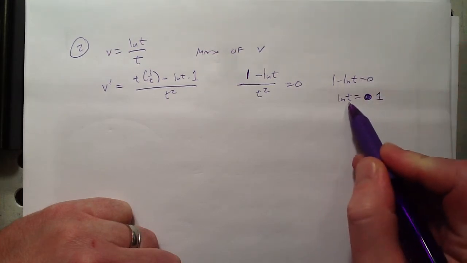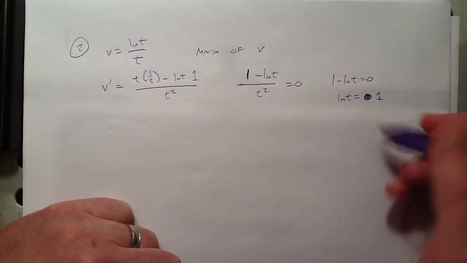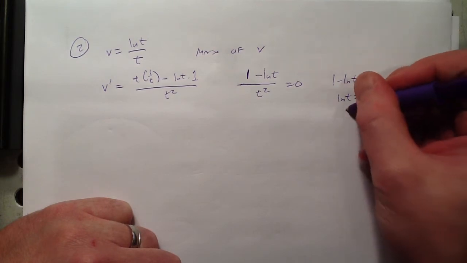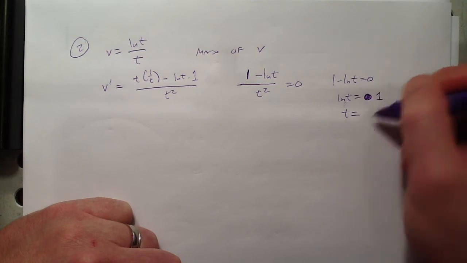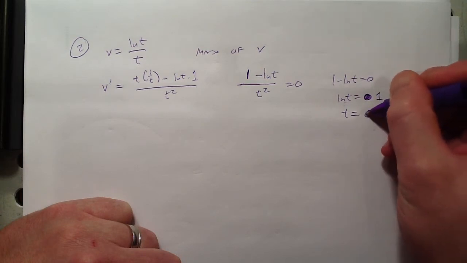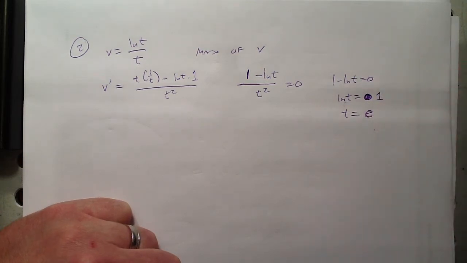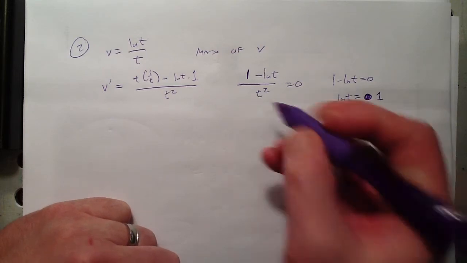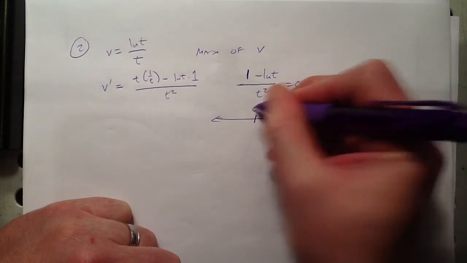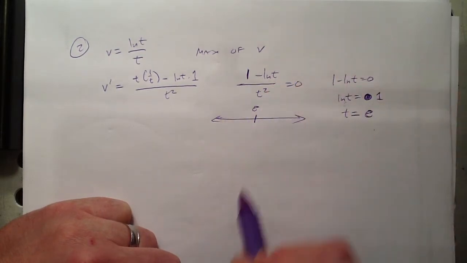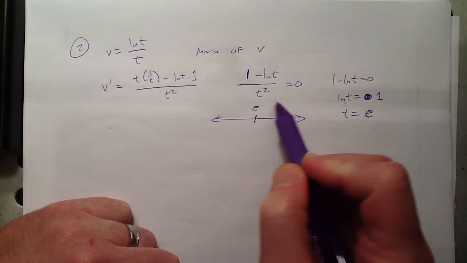And that's e to the 1, so t would be 1, right? I'm sorry, e to the 1 is e. t would be e. And that's the only value I'm getting, so it would just remain to check that it is a maximum, because notice that there is no maximum given. So we just set up a quick number line here. There's our e. Check something on either side and make sure that we're getting a maximum here.